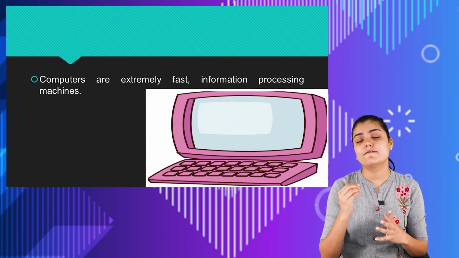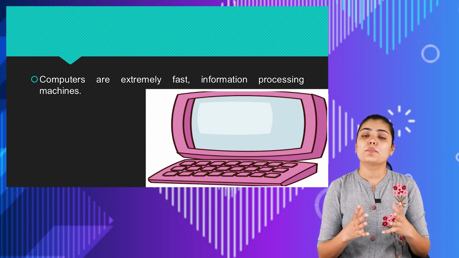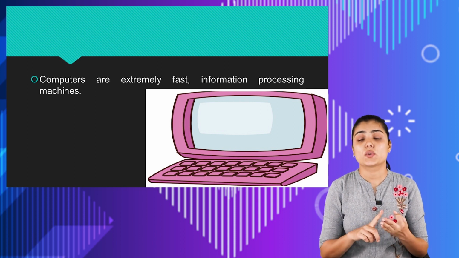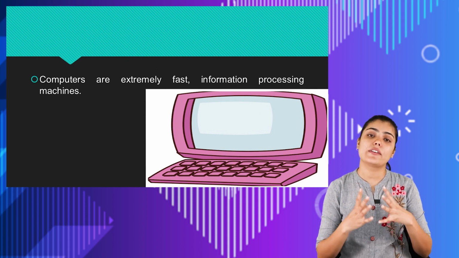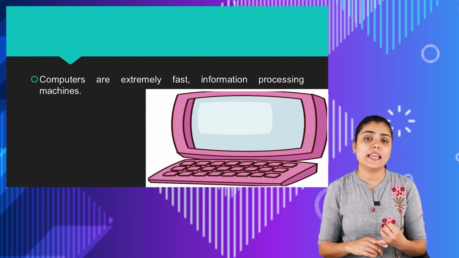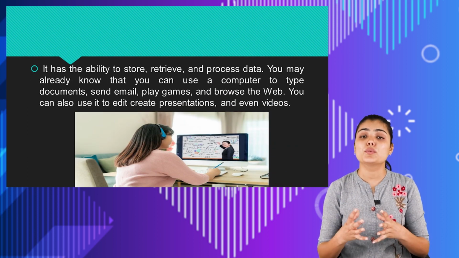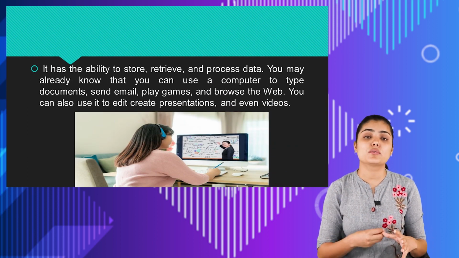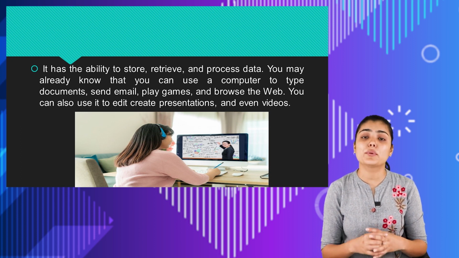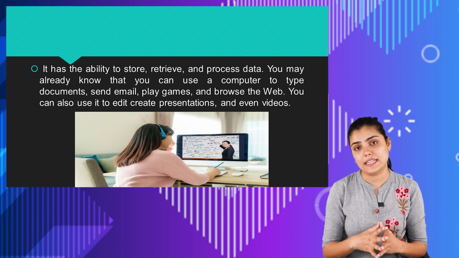Computers are extremely fast information processing machines or devices. The computer has the ability to process the data, to store the data, to retrieve the data, and has various other functions. We already know that a computer is used for playing games. It can also be used for making presentations, making videos, storing documents, sending emails, and several other purposes. So a computer is a multitasking device. It has various functions that it can perform.